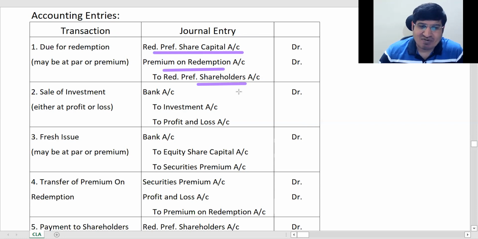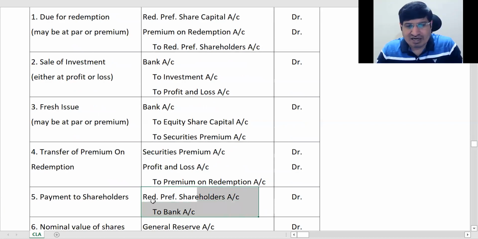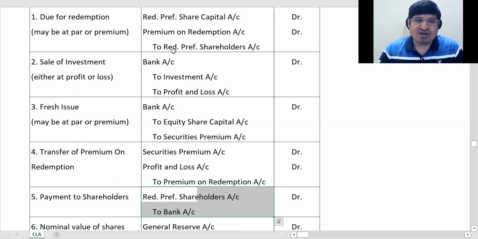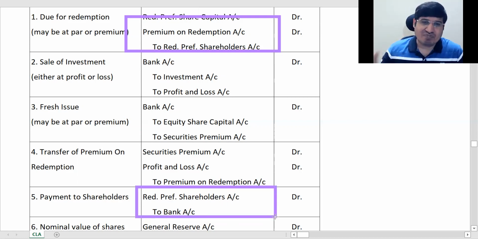And then finally, what you will do is when you pay entry 5, if you see, redeemable preference shareholders will be debited to bank. Okay. So 1 and 5 are over. 5 I'll show you. See, this is debited to bank. Okay. So first one is due entry. Okay. So basically, this is your due entry and this is your payment entry. Okay. So this is the main entry of redemption.